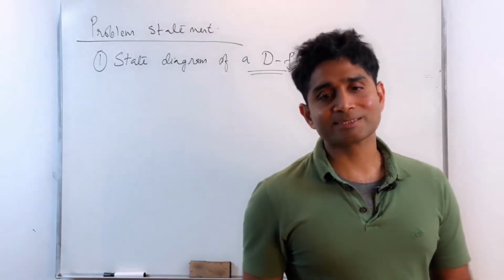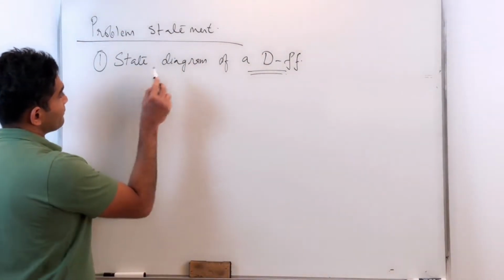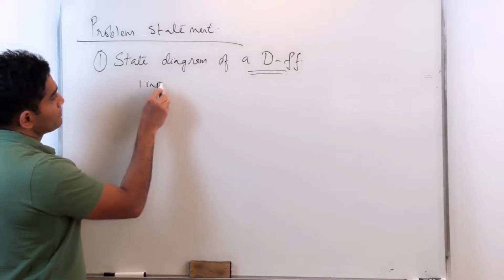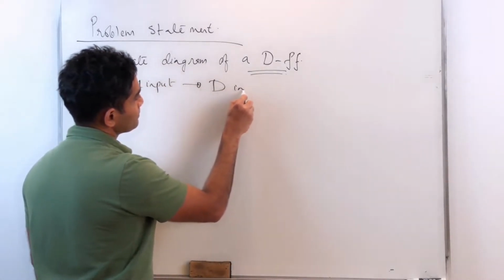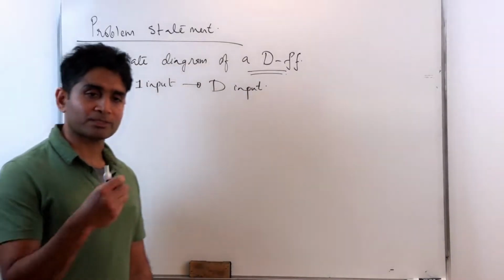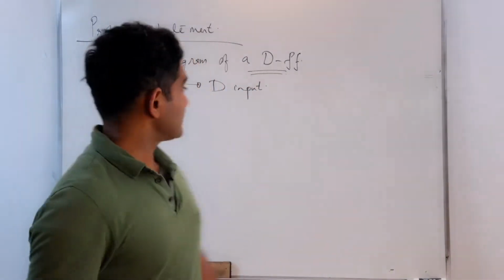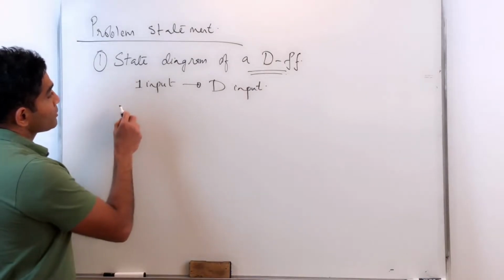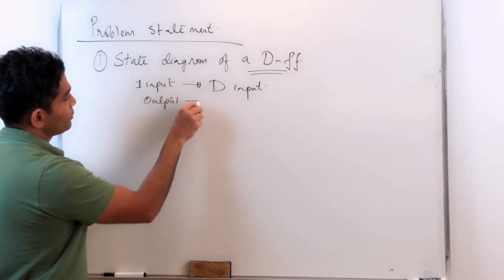So what constitutes the state of a D flip-flop? That's the first thing I need to identify, right? Of course, for the D flip-flop, I have one input, that is my D input. Whatever is applied to the D, that's my input here. And of course, my output for the D flip-flop is the Q.